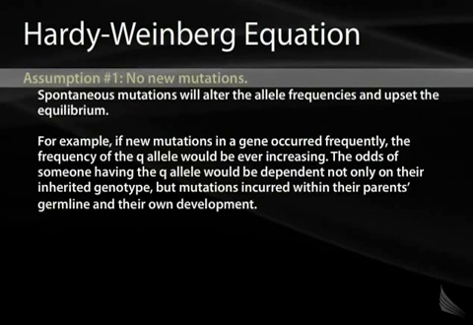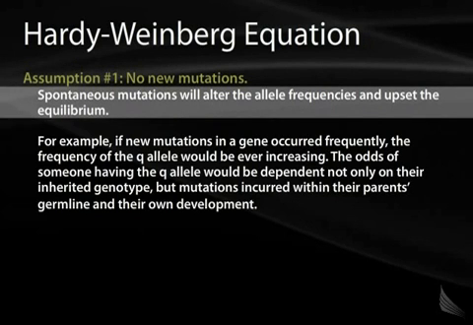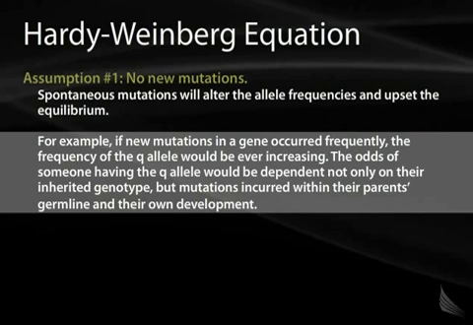For example, assumption number 1 says that there's no new mutations. Spontaneous mutations will alter the allele frequencies and upset the equilibrium. For an example of this, think about a new mutation in a gene that's occurring frequently. If this happens, the frequency of the Q allele would be increasing all the time. Each time you get a new mutation, or each time you get another person that develops this Q mutation, this Q allele would start to go up and up and up.